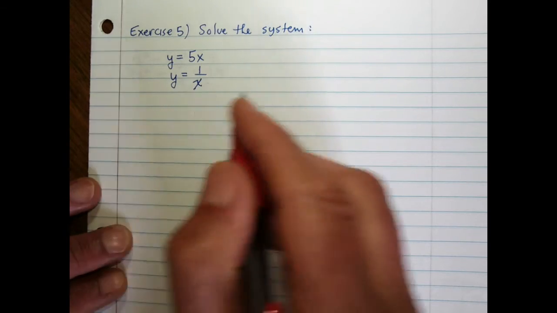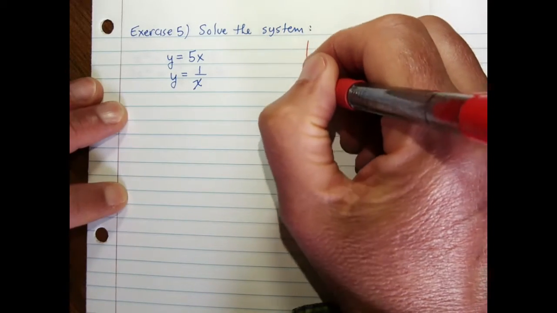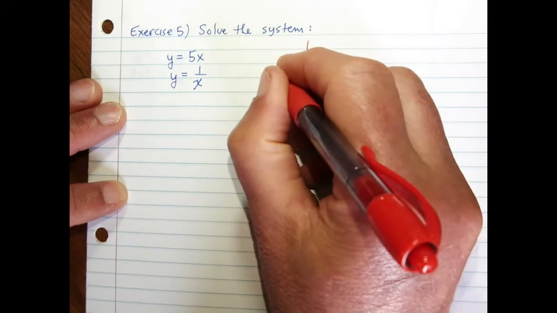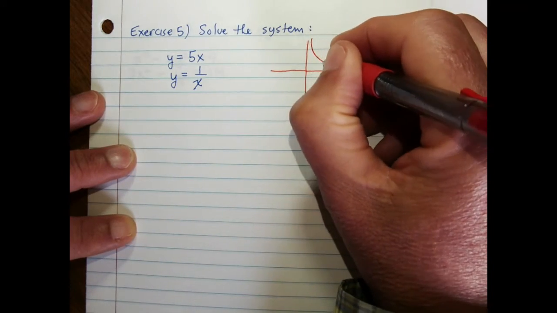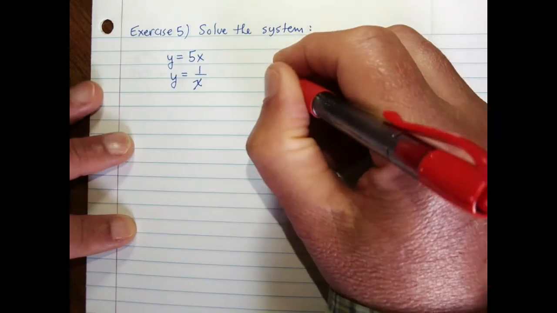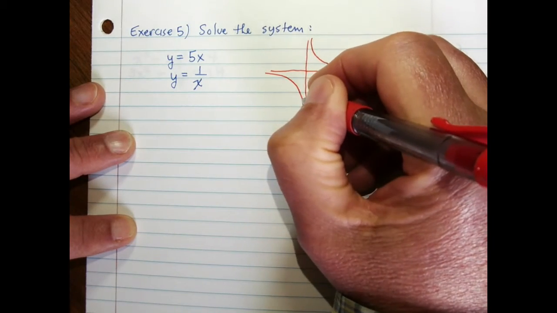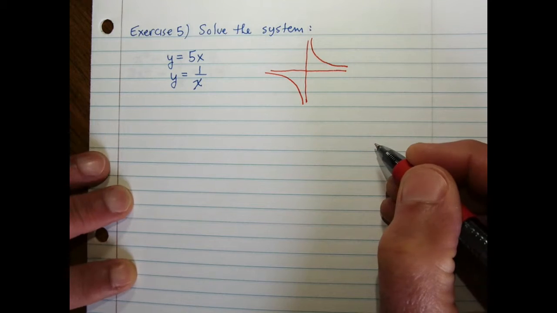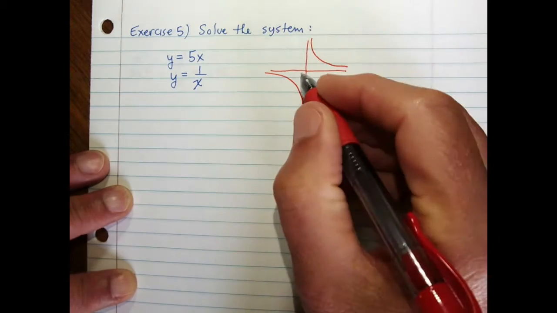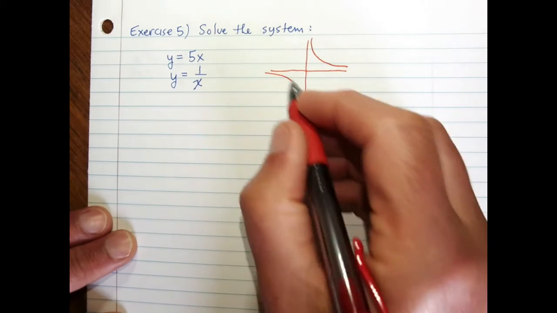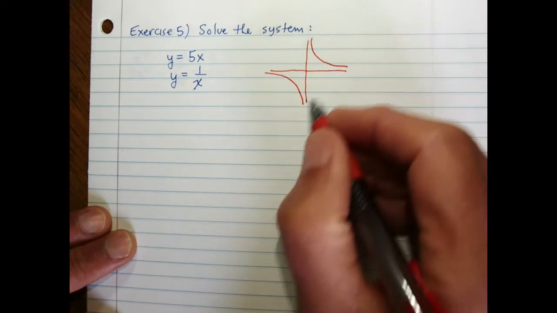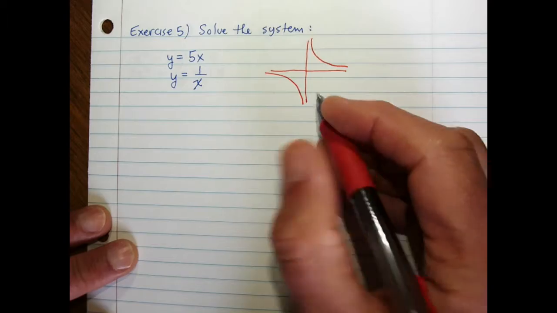In fact, the graph of y equals 1 over x we looked at quite a bit earlier in this course. It's a rational function graph with two branches. The x and y axes are asymptotes. And it's actually a hyperbola. We didn't call it that back then. But there's the graph of y equals 1 over x. It's a curve with two branches, not linear.